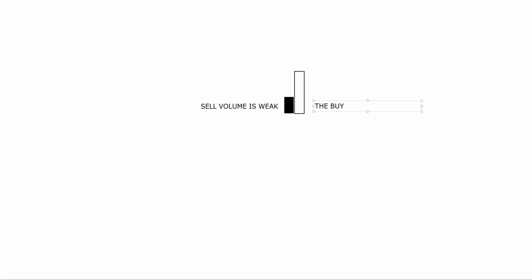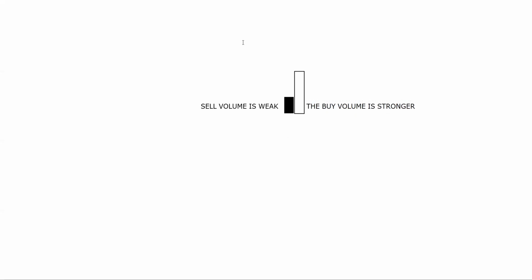I'm only saying it because we are comparing these two, right? Relating these two candles together, the sellers are weaker. The sell volume is weak, but comparing this to the other one, the buy volume is stronger. Pardon me if I don't spell something right, I'm not good at spelling. So with this, you could see that the buy is stronger, right?